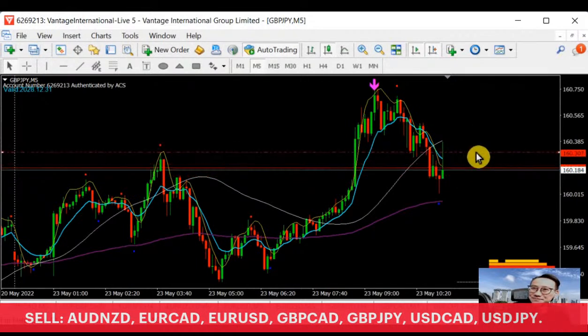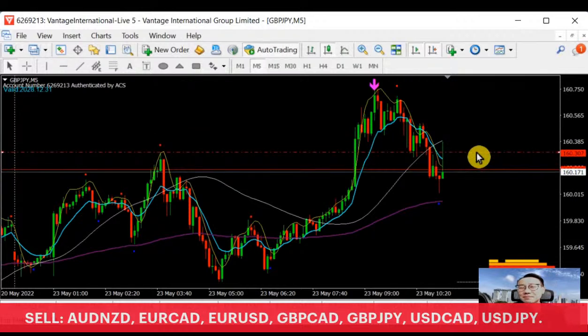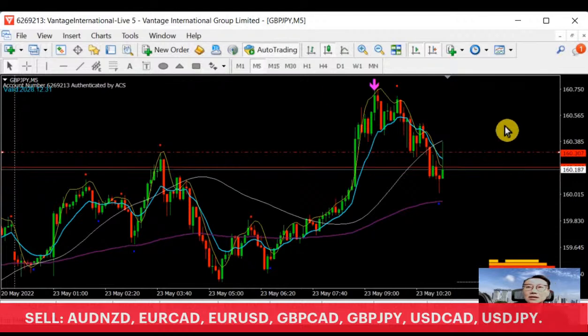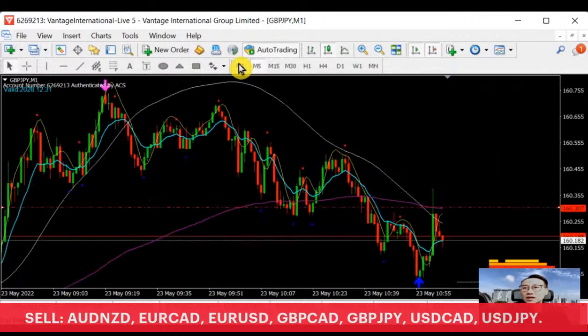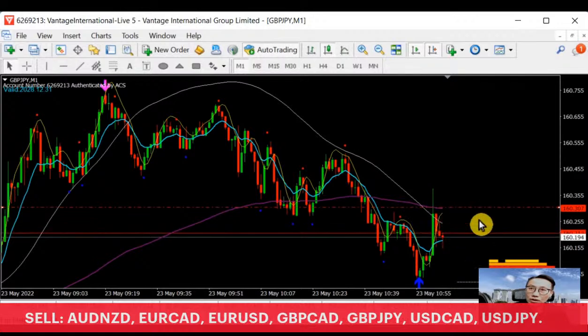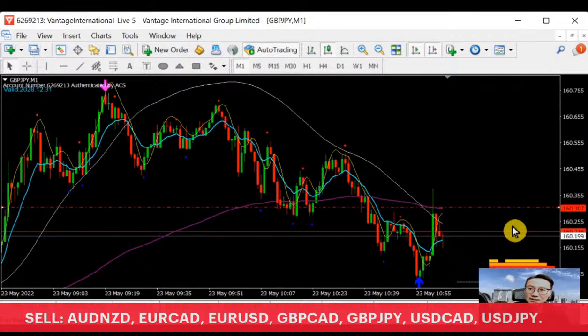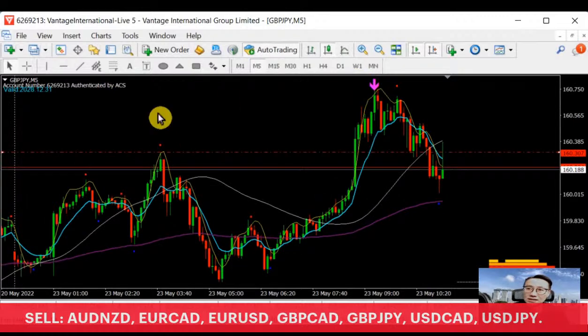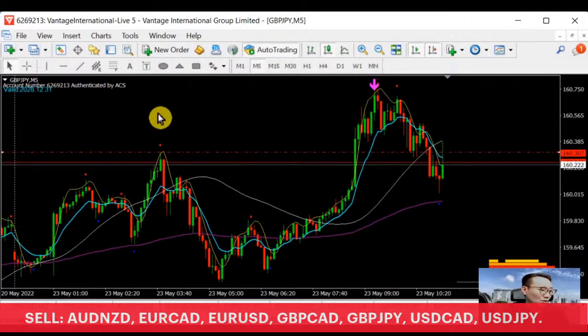Okay, over here, let me place this support level here first. In M1, we have retested this. You can see this is the level. I'm waiting for a good chance to enter for a selling trade. Just hang on, I want to see.